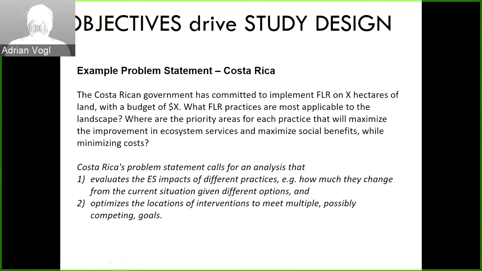And so this problem statement calls for a different kind of analysis. In this case, we would look at the baseline ecosystem services, but now we also want to evaluate the ES impacts of these different FLR practices, how much they're going to change given different options, and then optimize the locations of where each of these practices would be to meet these multiple competing goals at the least cost.